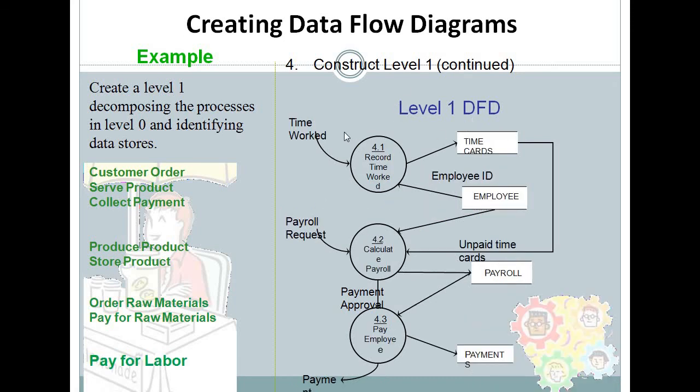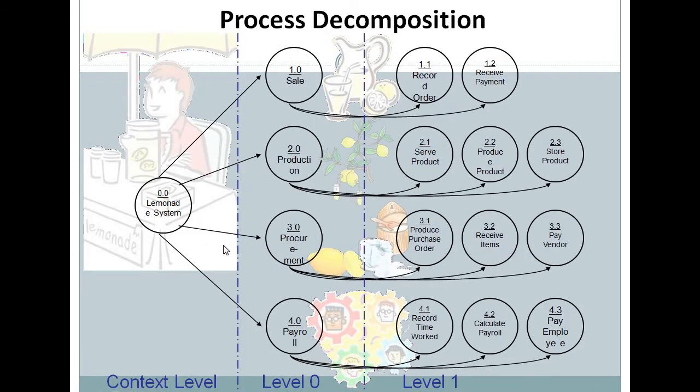Now in level 1 DFD, others may be added in the continuation form of construction of level 1. What will be the time worked, what will be the payment request, how payment is to be given, the record time card, employee, what will be the employee ID, how the time card is to be paid, at which time they will be paid, the calculated payroll with the help of payroll, where employee pay related to their payments and how payments are to be given. So in our next slide let us see the context level 0 and level 1. So I have combined all levels.